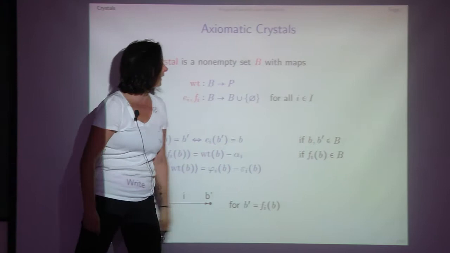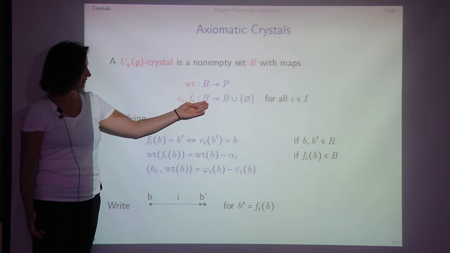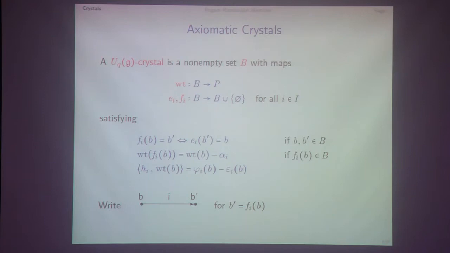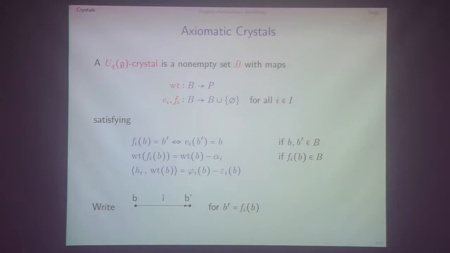And they are maps from our set, these tableaux, to the tableaux union empty, meaning that if there's no arrow coming out of a particular vertex with a given color, that would mean that it's sent to empty, so it's annihilated.